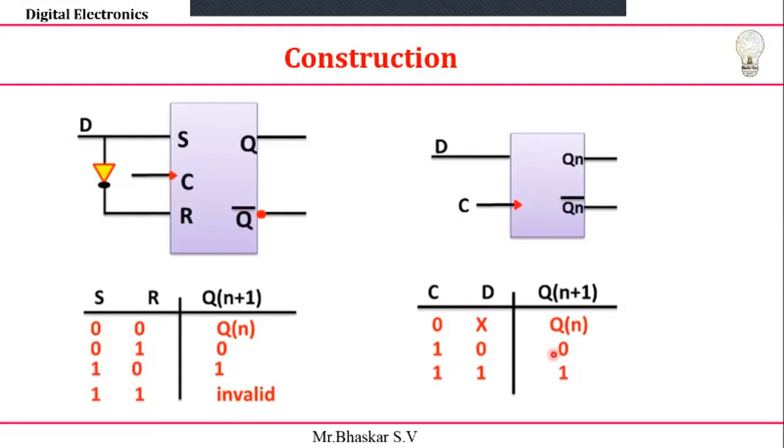If D is 0, I'll get 0. If it is 1, I'll get 1. So there is no change in the data. Whatever the data is, I will get that output. We use it only for storage purposes.